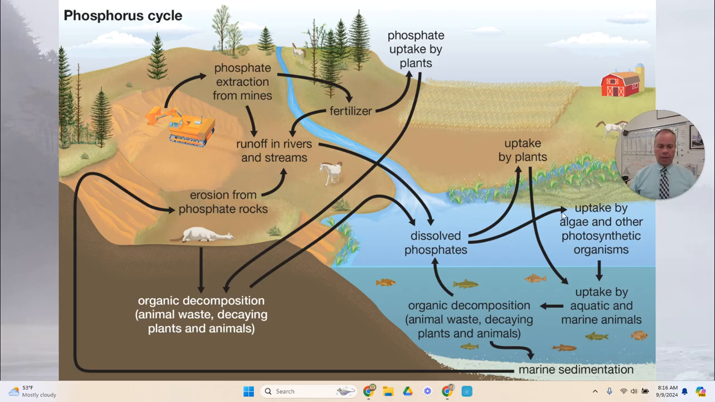When those organisms die, some of them decompose and some of the materials can sink to the bottom of the ocean. Some of them can stay dissolved in the water. Also, that sediment can eventually form rock, and then that phosphate is locked up in those rocks for a while until it can be weathered away again. So this is a general picture of the phosphorus cycle.